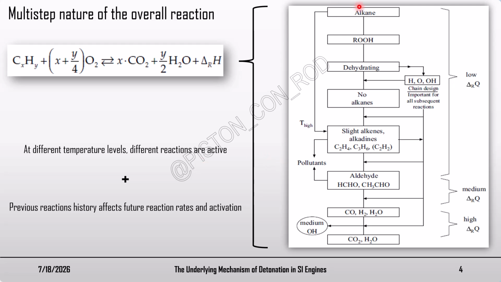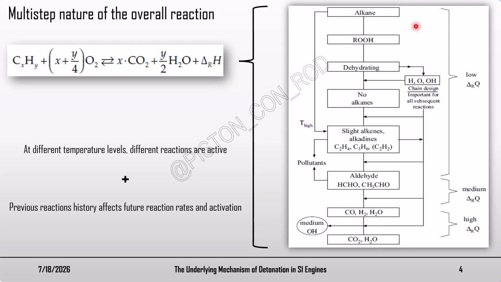For example, this is the simplified multi-step nature of combustion of alkane. As you can see, different steps are involved at different temperatures. At each temperature, different reactions are active, and they will create some chemical radicals. The nature of these chemical radicals and how they are being formed, at which rate and with what kind of intensity, will affect future reactions' activation and rate. So this is very important to know.